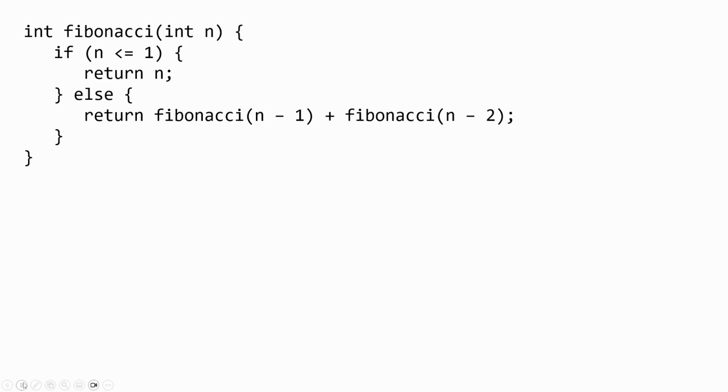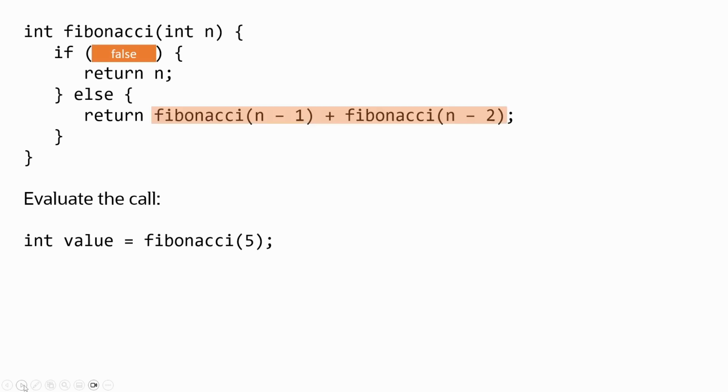Let's use another method for tracing this Fibonacci recursion. int value = Fibonacci(5). We know that 5 is not less than 1, and so we're going to call Fibonacci of n-1 plus Fibonacci of n-2. The computer is going to concentrate on Fibonacci of n-1 first.